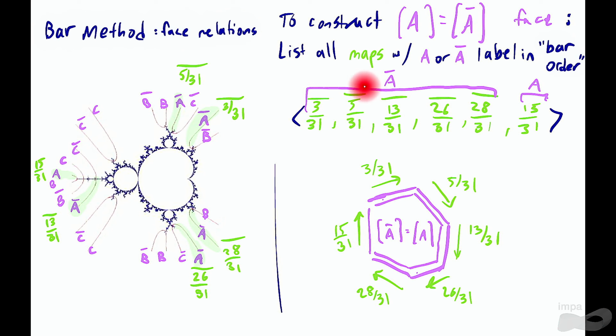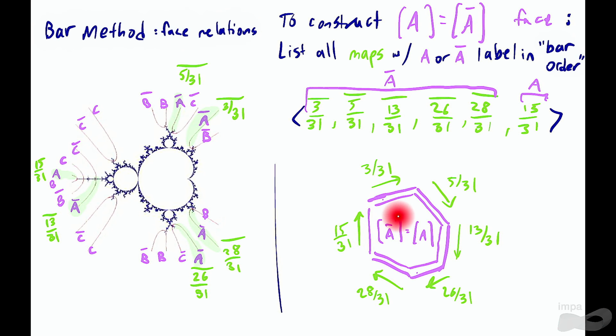And the way that we get our face relations is what we call the bar method. And what we do is that we list all of the maps. If we want to get the face that corresponds to A or equivalently to A bar, we choose all of our polynomials that have an A or an A bar labeling. Let's just start with, I guess, A. There's only one polynomial that has an A labeling, which is 15 over 31. There's no one else that has an A.